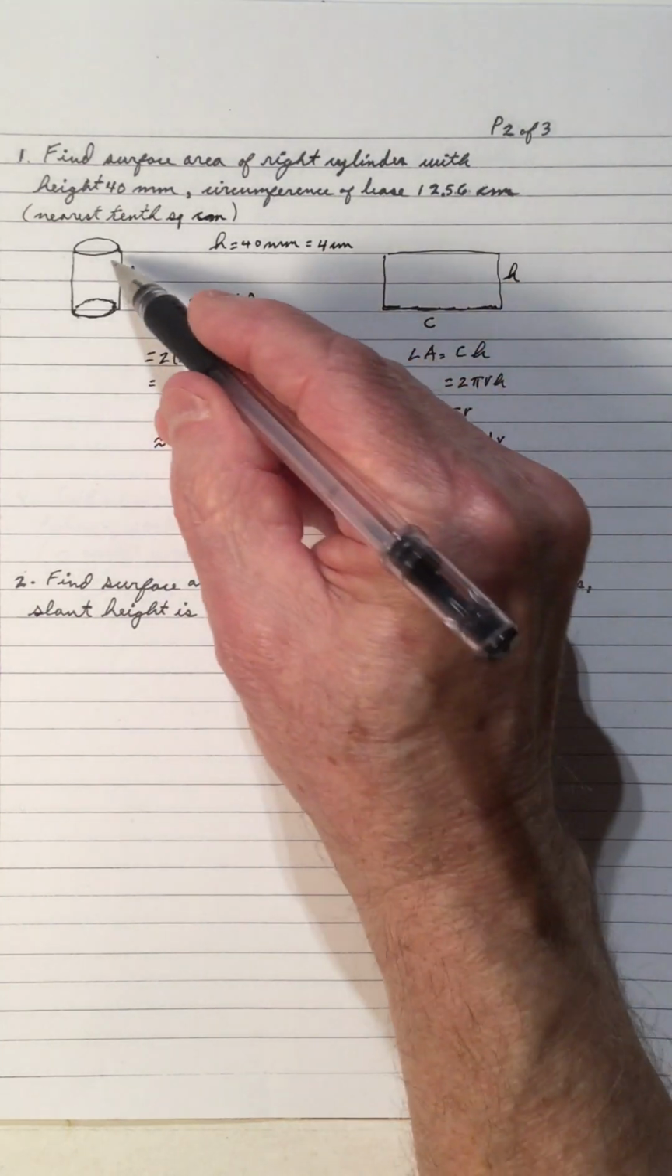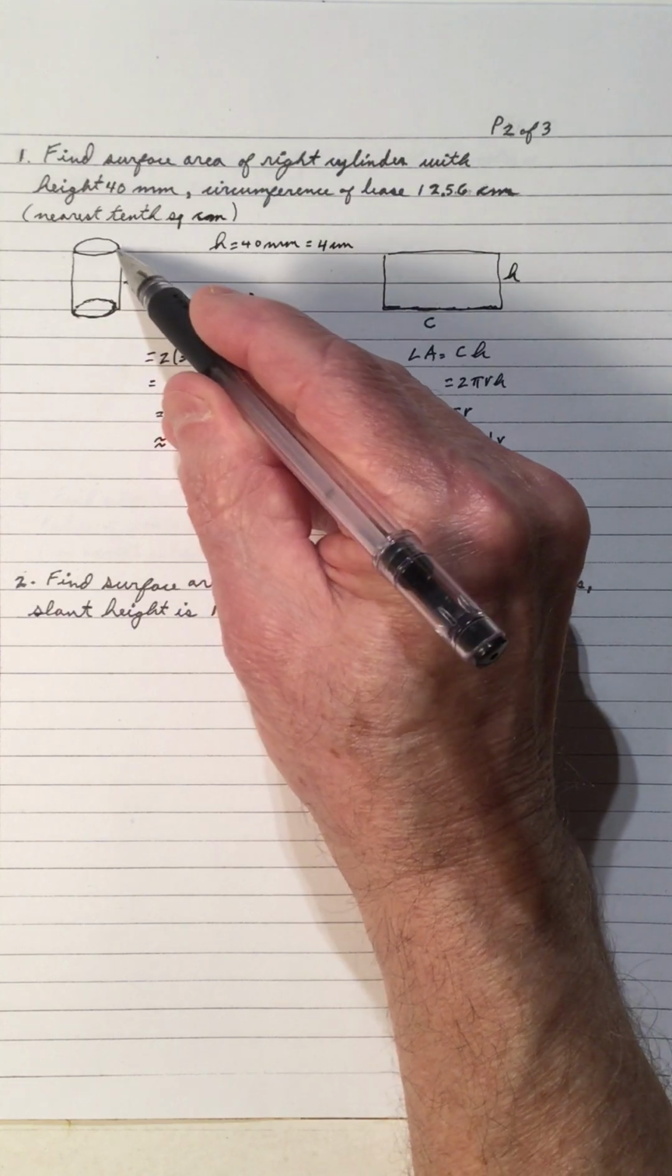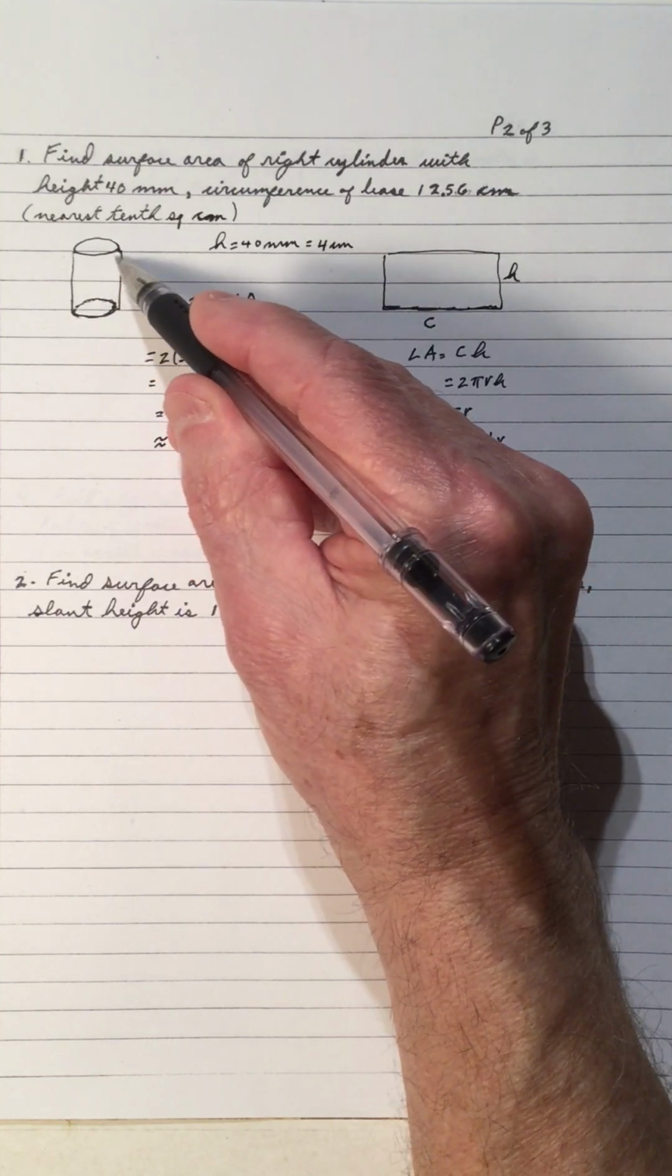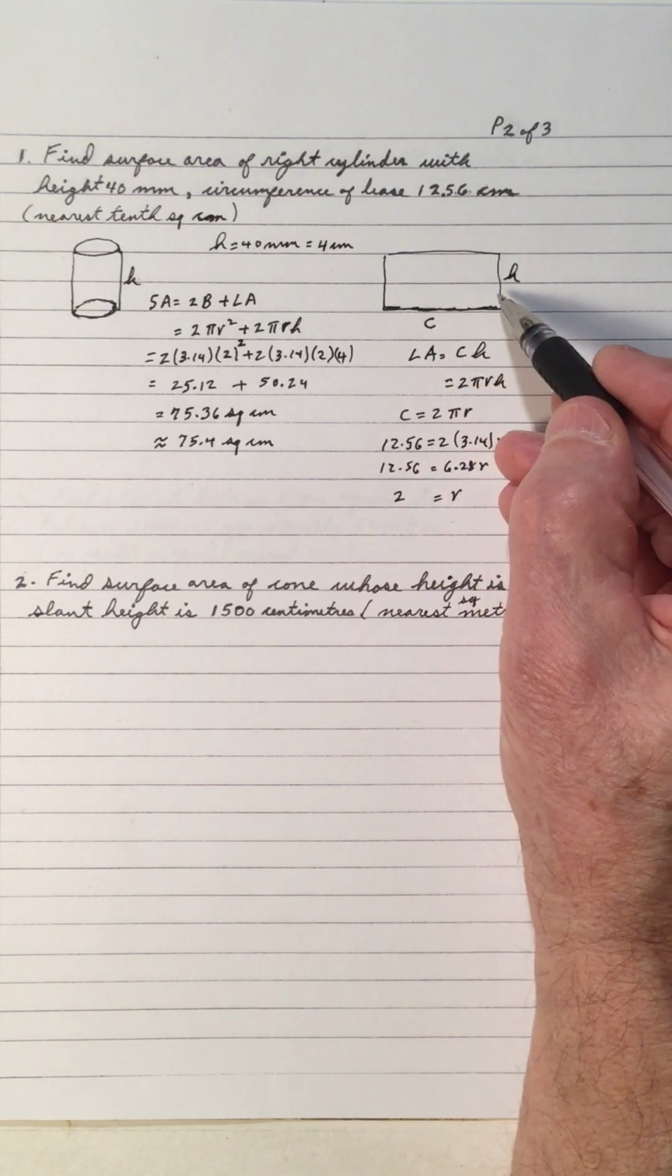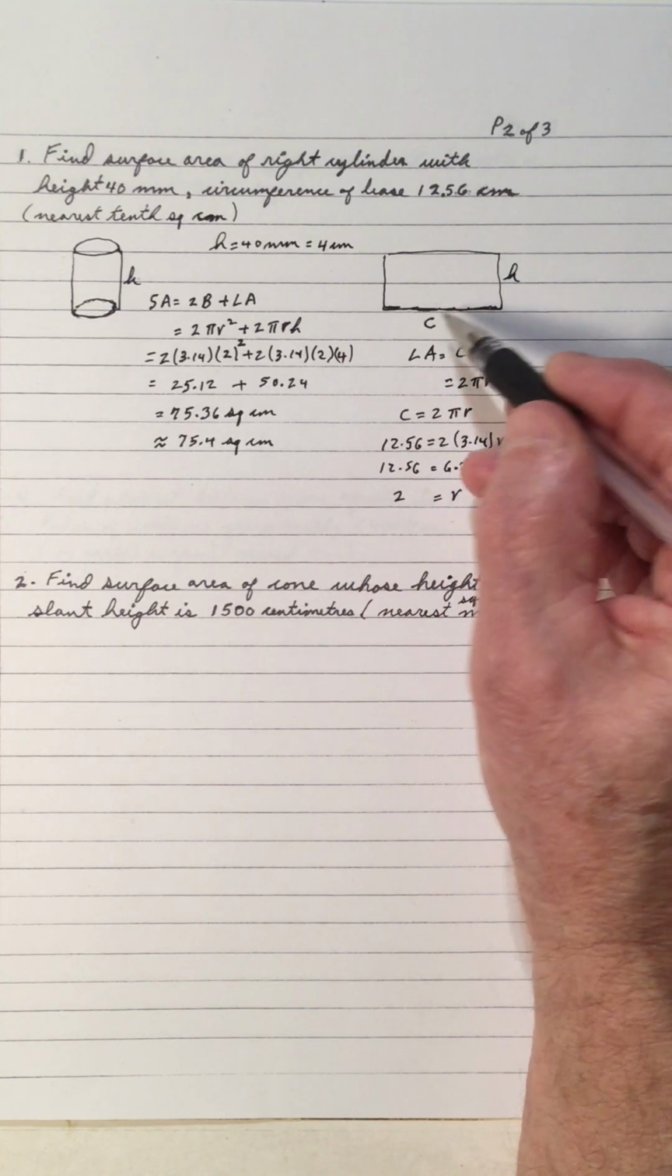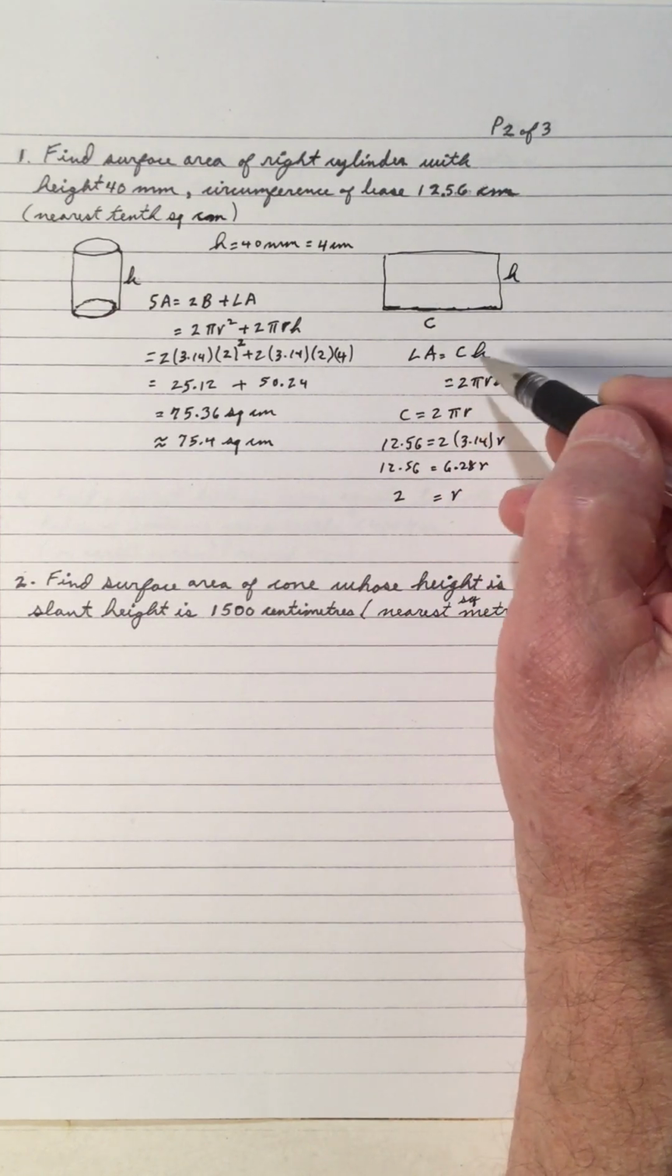This was this trick of cutting the cylinder down the side, perpendicular from top to bottom, which lays it out as a rectangle. And that's how I remember.